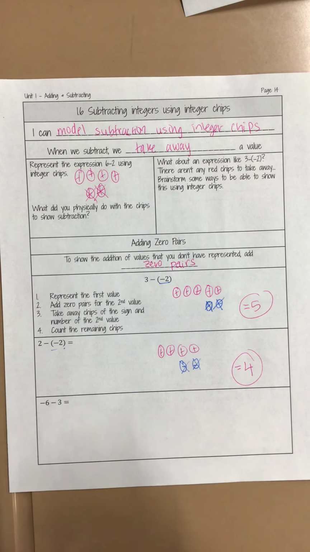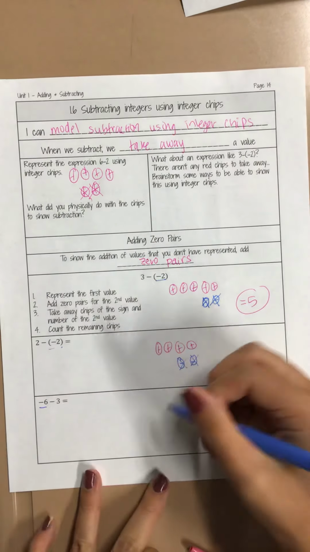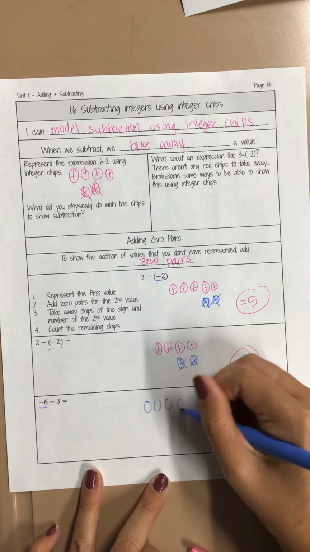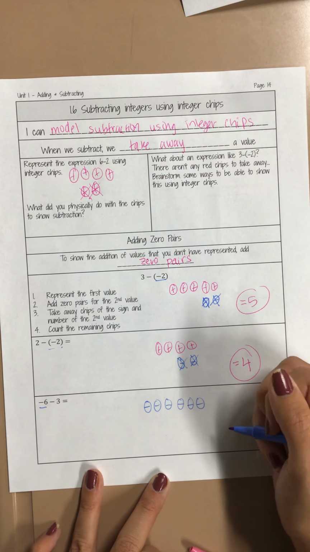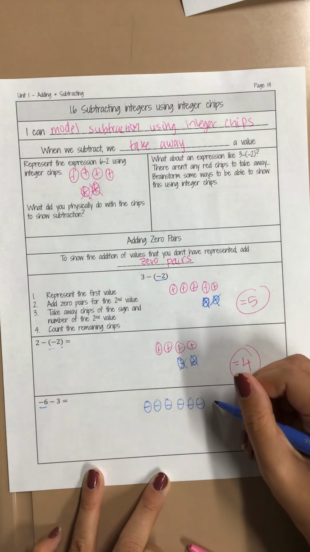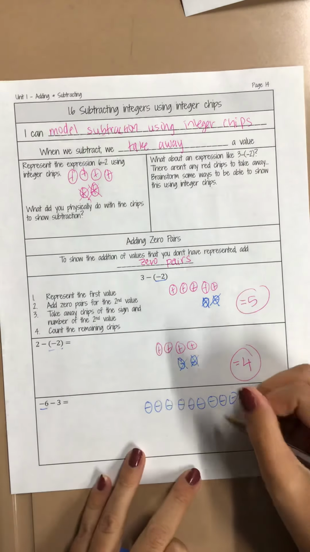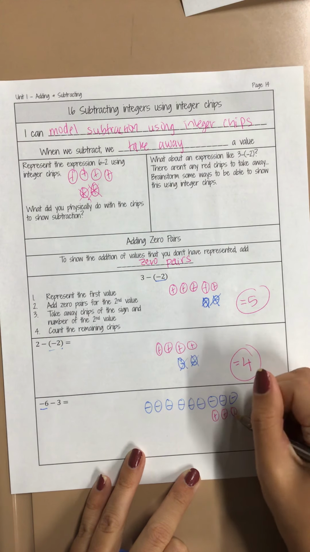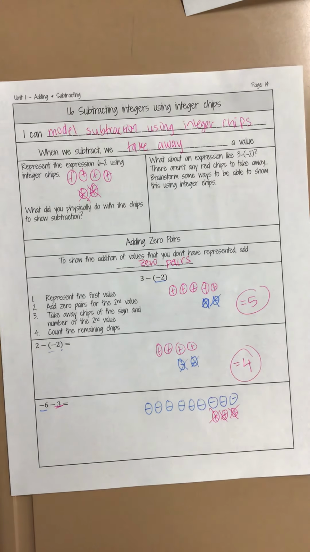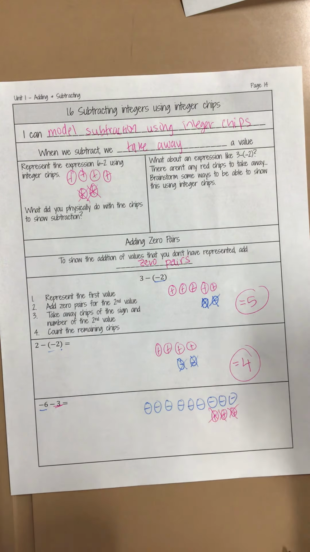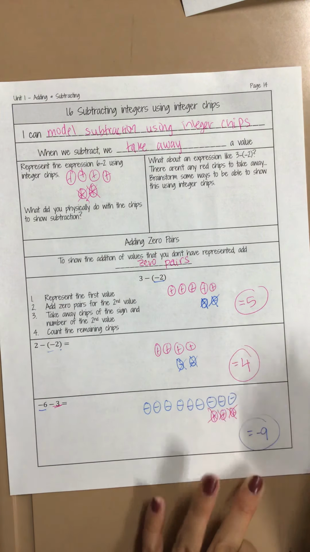And then I have negative 6, not positive. That is negative. So I'm going to have 1, 2, 3, 4, 5, 6 negatives. And then I'm going to add 3 0 pairs, 1, 2, 3, with my positives. And I'm going to cancel out my positives because what I was doing was adding a positive. And then my answer should be negative 9. 1, 2, 3, 4, 5, 6, 7, 8, 9.